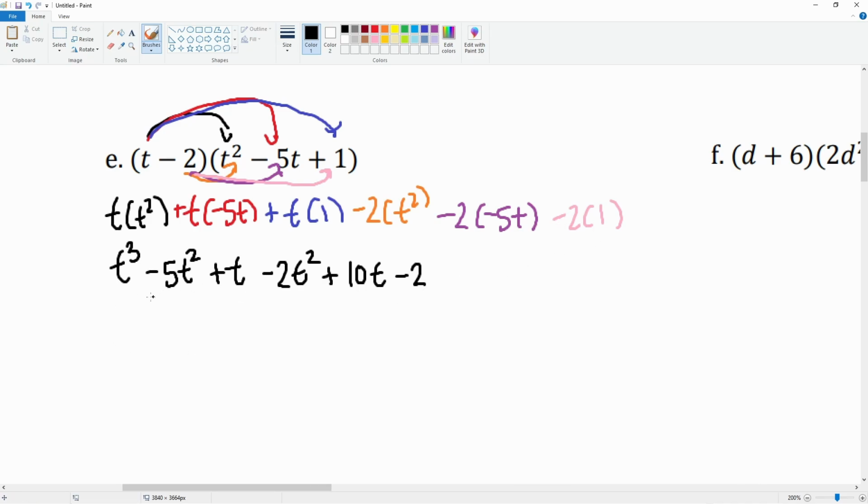Combine some like terms here. So this and this combined, that becomes negative 7t squared. T and 10t becomes 11t. Bring everything else down. T to the third and minus 2. So that is the final answer. T to the third minus 7t squared plus 11t minus 2.